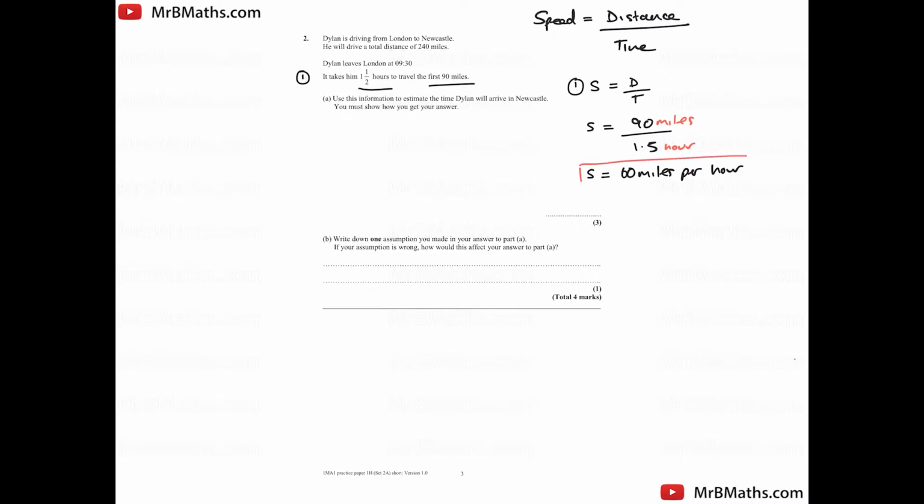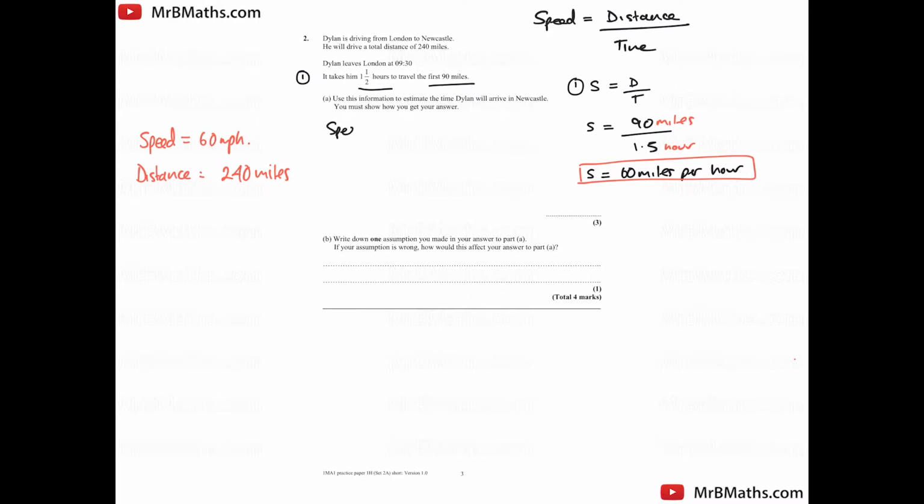Okay, so let's just keep that in mind. Right, so from this he's going 60 miles per hour. He leaves London at 9:30. How long will it take for him to travel to Newcastle? So if we know from what we've just worked out, speed is 60 miles per hour, then we don't have the time, we have the distance. So the distance from London to Newcastle is 240 miles. We're basically being asked how long will it take.